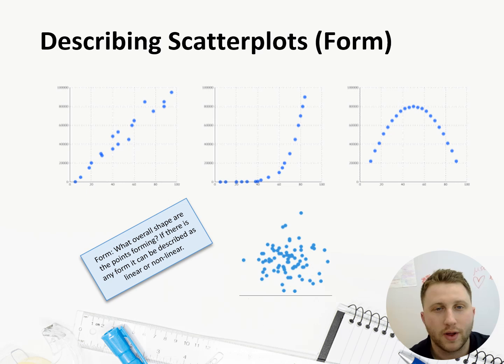For form, there's a lot of different ones, but on the AP exam, it's safe to always go with linear or non-linear. So on your screen here, we would say the first is linear, the second and third are non-linear, and just like always, we can say no association, and that's what that last one represents.